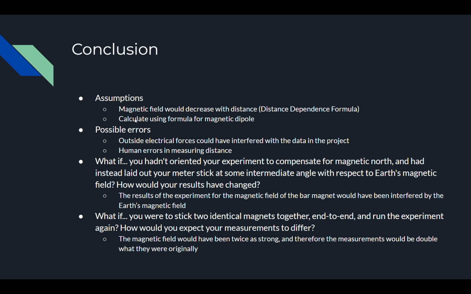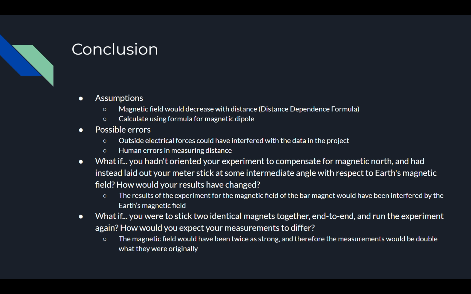In the conclusion, the assumptions were that the magnetic field would decrease with distance following the distance dependence formula, and that we would calculate using the formula for the magnetic dipole. Some possible errors were that there could have been outside electric forces that could have interfered with the data in the project, such as phones and computers, and also there could be human errors when measuring the distance using the meter stick.